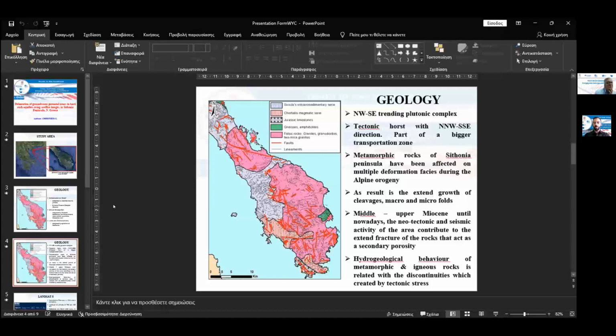During the middle upper Miocene and nowadays, the neotectonic and seismic activity of the area contributes to the extent fracture of the rocks that act as a secondary porosity. Hydrogeological behavior of metamorphic and igneous rocks is related with the discontinuities which are created by tectonic stress.